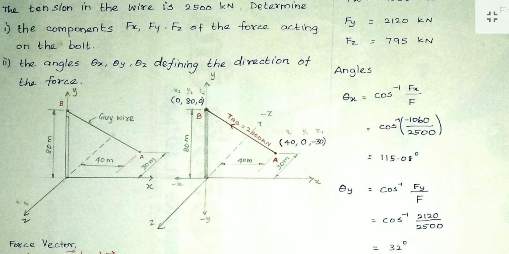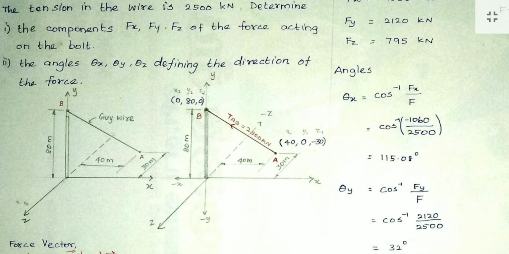Then the y coordinate. Look at the y for point A. Along the y-axis, no dimension is marked. That means it is at ground level, so it is 0. It is in the xz plane; point A is in the x-z plane. It is not above, it is at ground level. So the y dimension is 0.